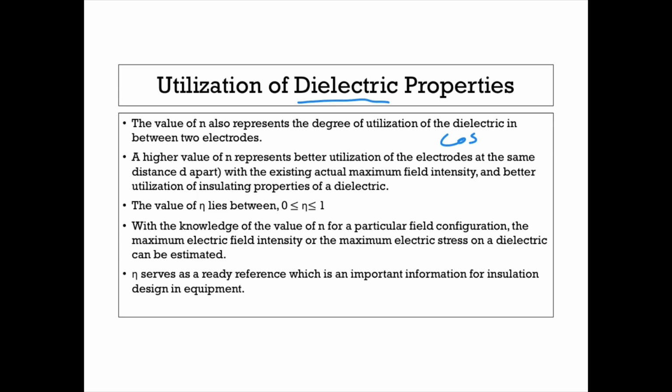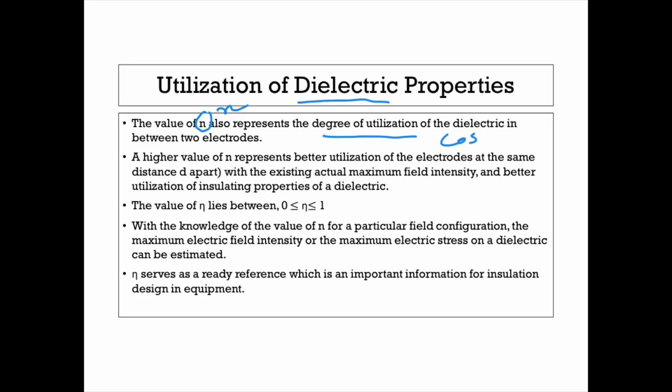At the same time, it is also very important to note that the dielectric material should not be too little in a particular high voltage equipment, otherwise it will result in, say, partial breakdown and then subsequently complete breakdown. So therefore the utilization of dielectric material should be optimum. The value of Swagger factor eta, which represents the degree of uniformity in the electric field, or the degree of utilization of dielectric between two electrodes, is an important parameter.